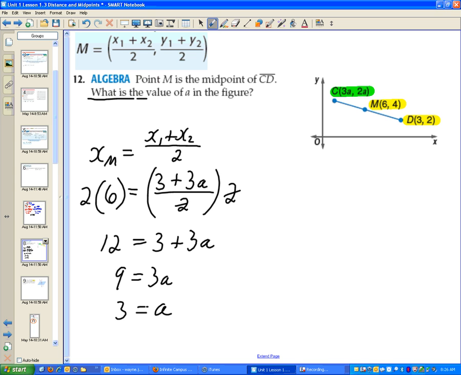The question was, what is the value of a in the figure? Do we now know the value of a? We do. Do we need to bother going through this process with the y coordinates? We don't. Could I have done the y's instead of the x's? Yeah. I'll get 3 either way. But I don't have to duplicate it. I've done what they wanted me to do. I know what a is. I'm done. That one makes sense?